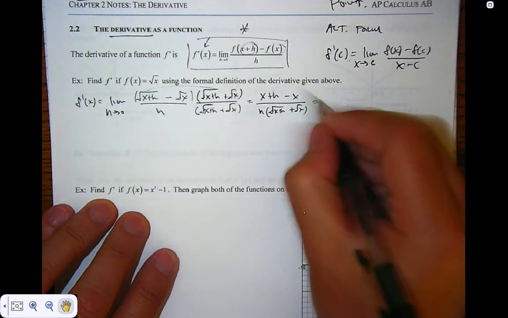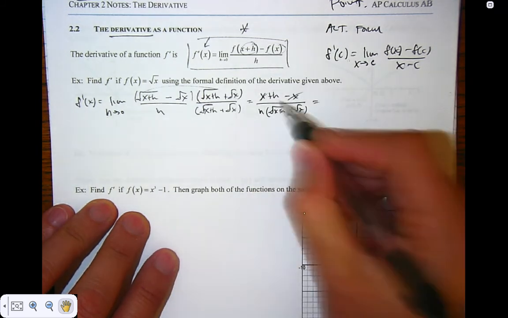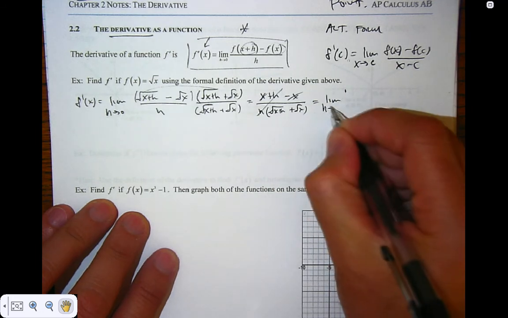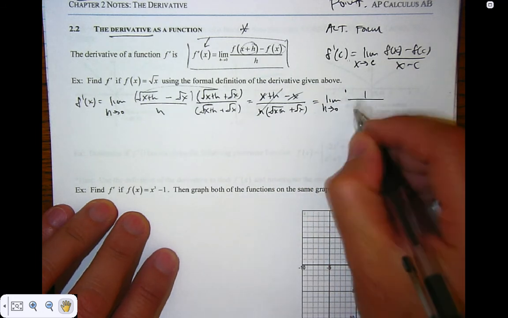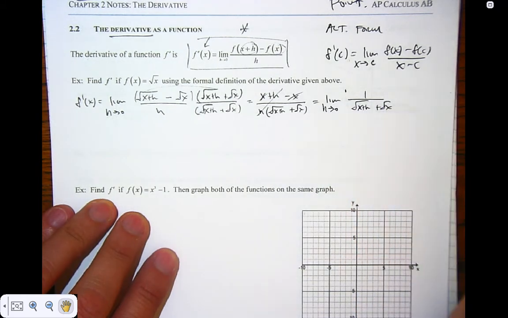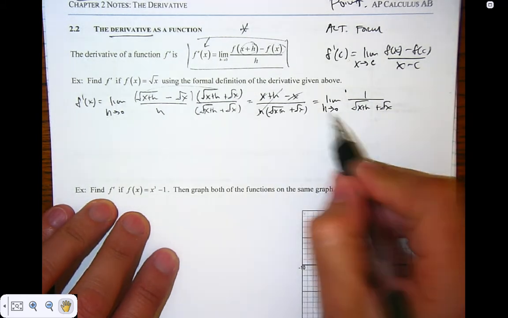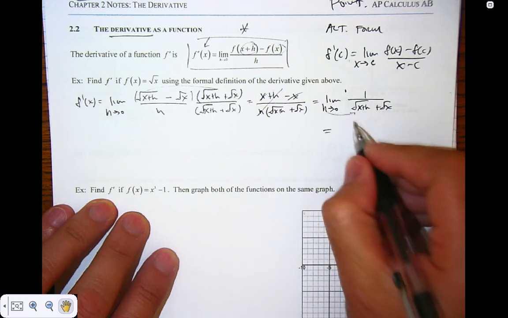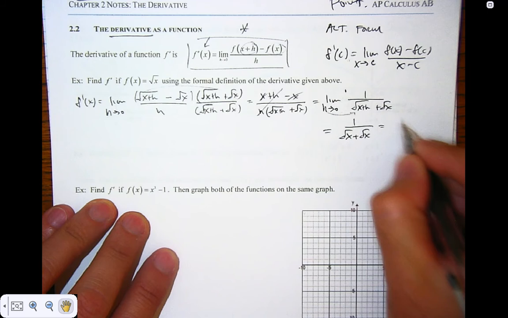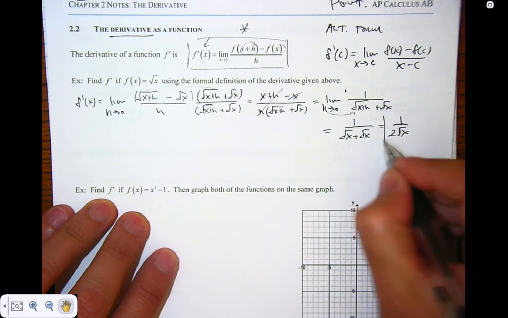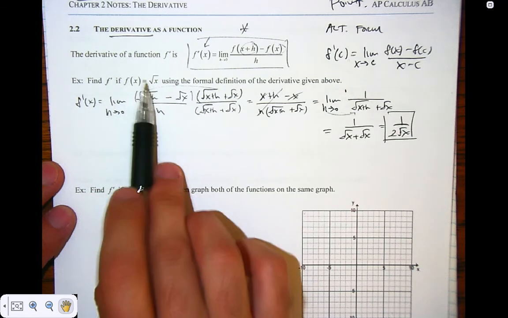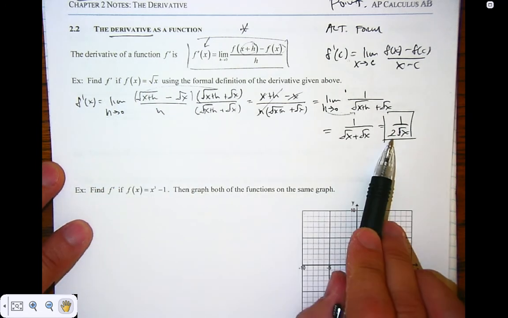Okay, that's helpful because the x's cancel. And then your h's would cancel, leaving you with the limit as h goes to 0 of 1 over what's left, which is the square root of x plus h plus the square root of x. And as h goes to 0, direct substitution leaves me with 1 over the square root of x plus the square root of x, or 1 over 2 of those guys. Okay? And so the derivative of that function is that.